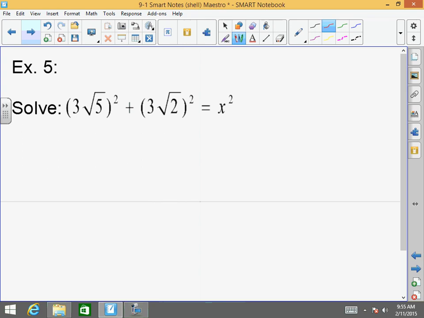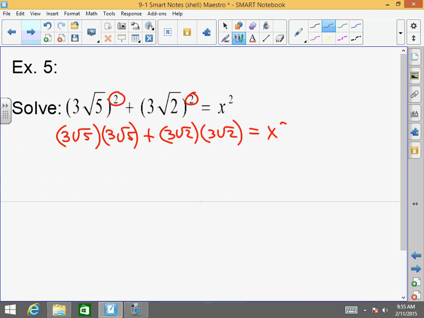3 times the square root of 5 squared, that means it's 3 times the square root of 5 times 3 times the square root of 5. Plus 3 times the square root of 2 squared means it's 3 times the square root of 2 times 3 times the square root of 2 equals x squared. My brothers, what's 3 times 3? 9. What's the square root of 5 times the square root of 5? 5. Very good. Why? Because the square root of 5 times the square root of 5 is the square root of 25, which is 5.